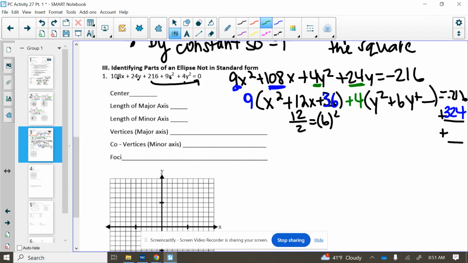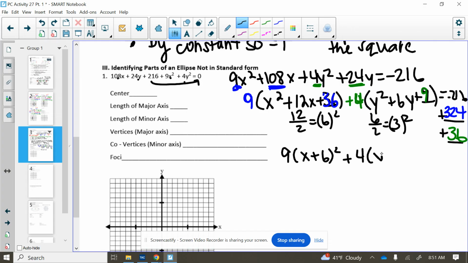And then same thing over here. When we complete the square, we end up taking 6 divided by 2. That is 3. Squared is 9. But instead of just adding 9 to the other side, we have to add 4 times that, because again, it's like saying, hey, we're distributing this through. Really, 36 gets added. However, we don't want to write that on the left-hand side. So on the left-hand side, when we factor, we have 9 (x plus 6) quantity squared, 4 (y plus 3) quantity squared. And on the right-hand side, when we add our 3 pieces together, we get 144.